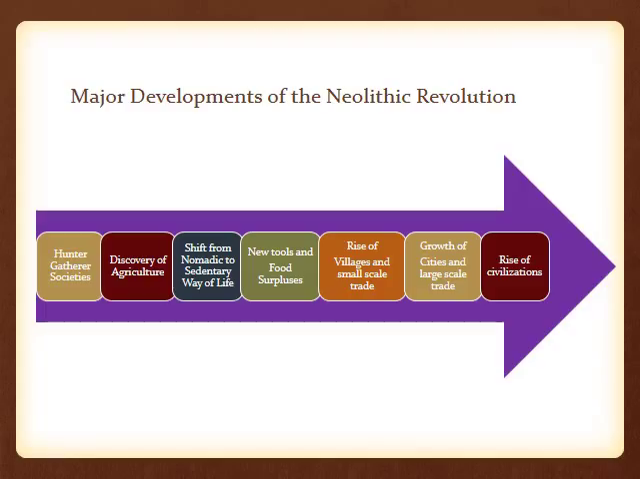Major developments of the Neolithic Revolution start with hunting and gathering societies, which lead to the discovery of agriculture, which leads to a shift from moving around to staying in one place. That's nomadic to sedentary. And then new tools are found to grow more crops, like the plow and the hoe. Food surpluses are the result. You're growing more food than you can consume, so what do you do? You trade it. This brings people together in villages, and this allows for small-scale trade. But as those villages grow and grow, the growth of cities comes together for large-scale trade. And then the growth of cities leads to the rise of civilizations. So it is a process.